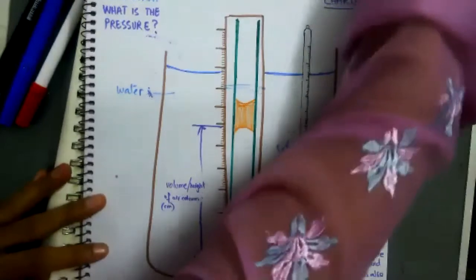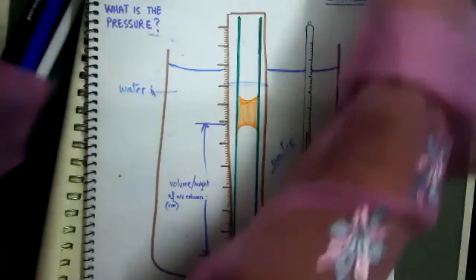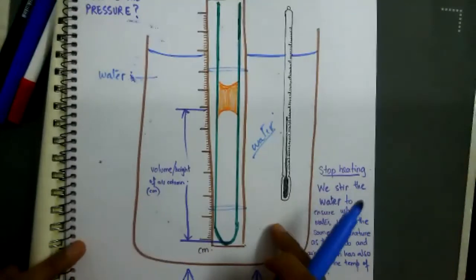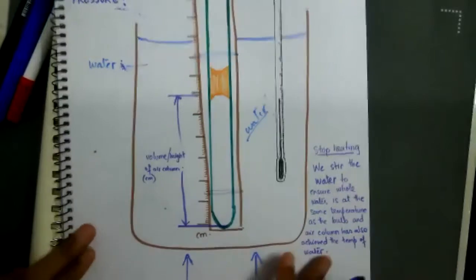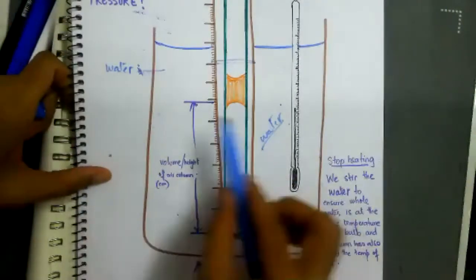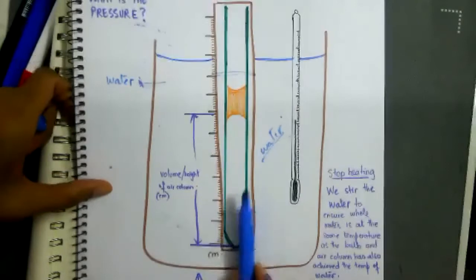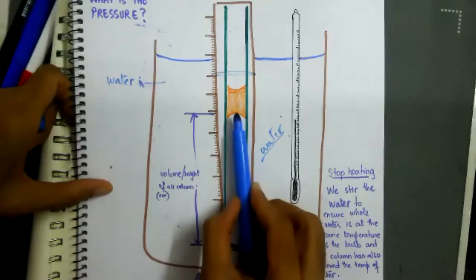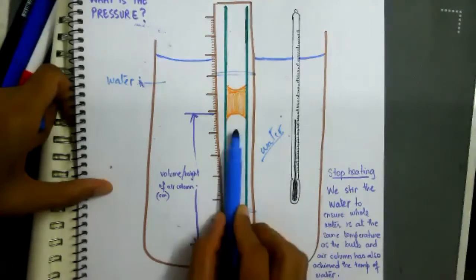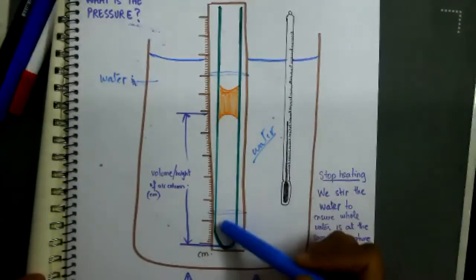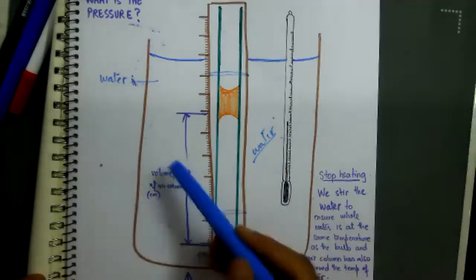So now we will be studying. We have a thermometer immersed within the water, and we are providing heat at the bottom of the beaker. The reason why we have stuck this capillary tube against a ruler is because we want to record the height of the air column. This is the air column under investigation. I want to see how this height varies with temperature.